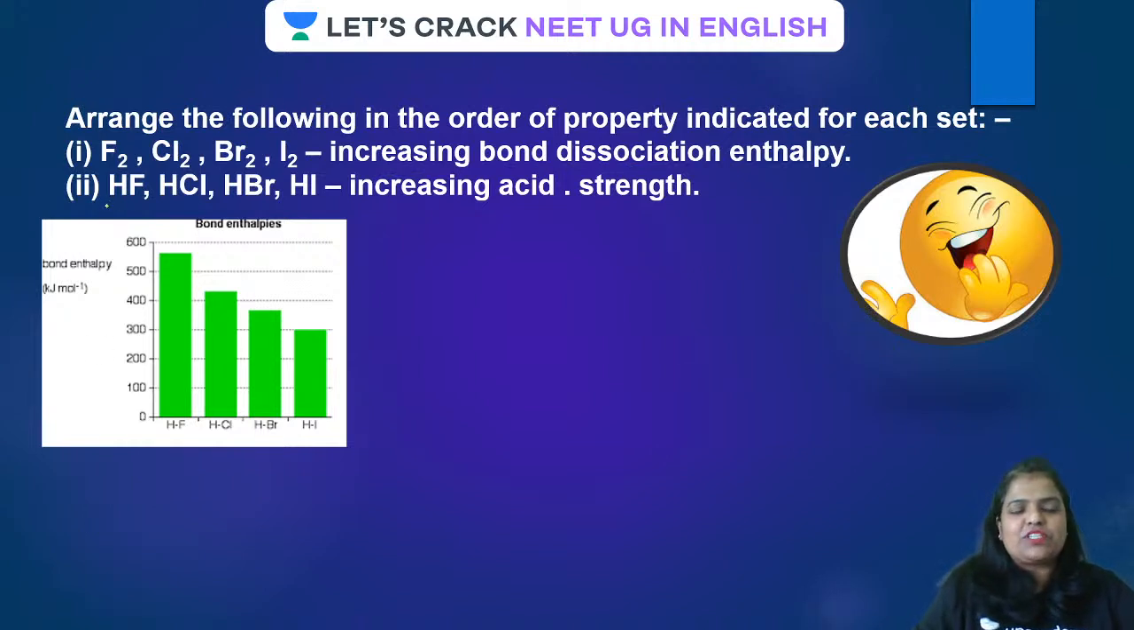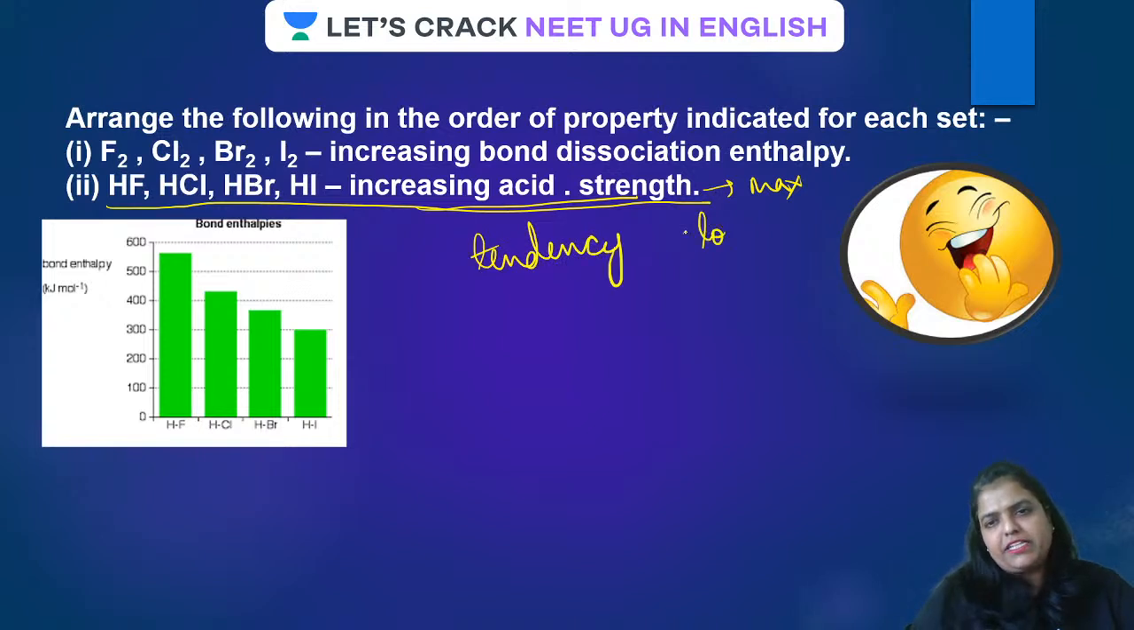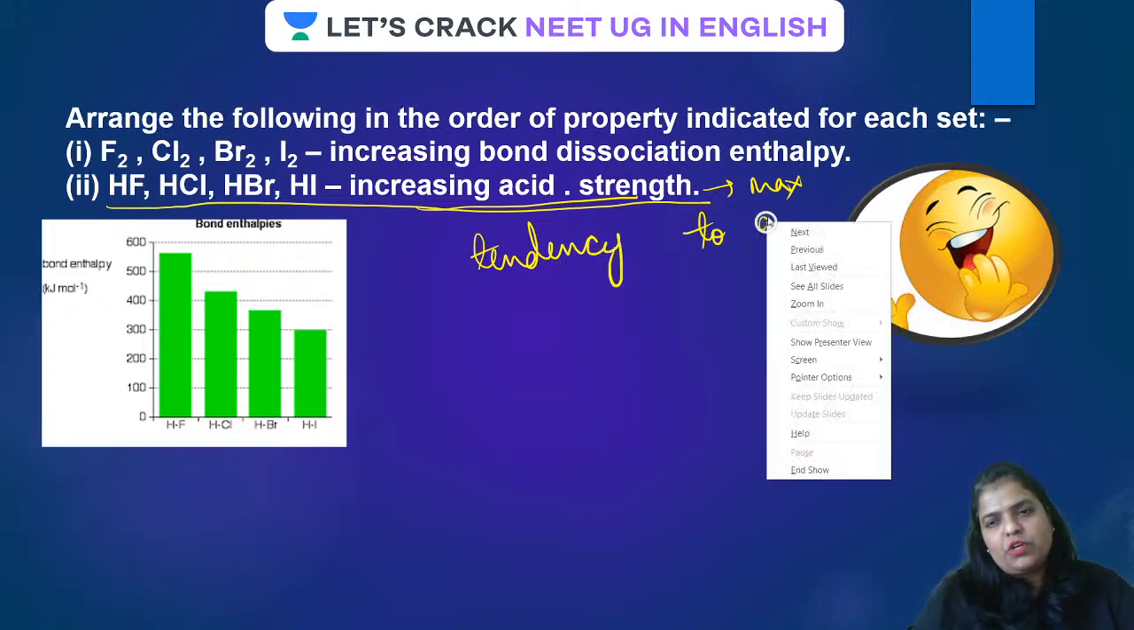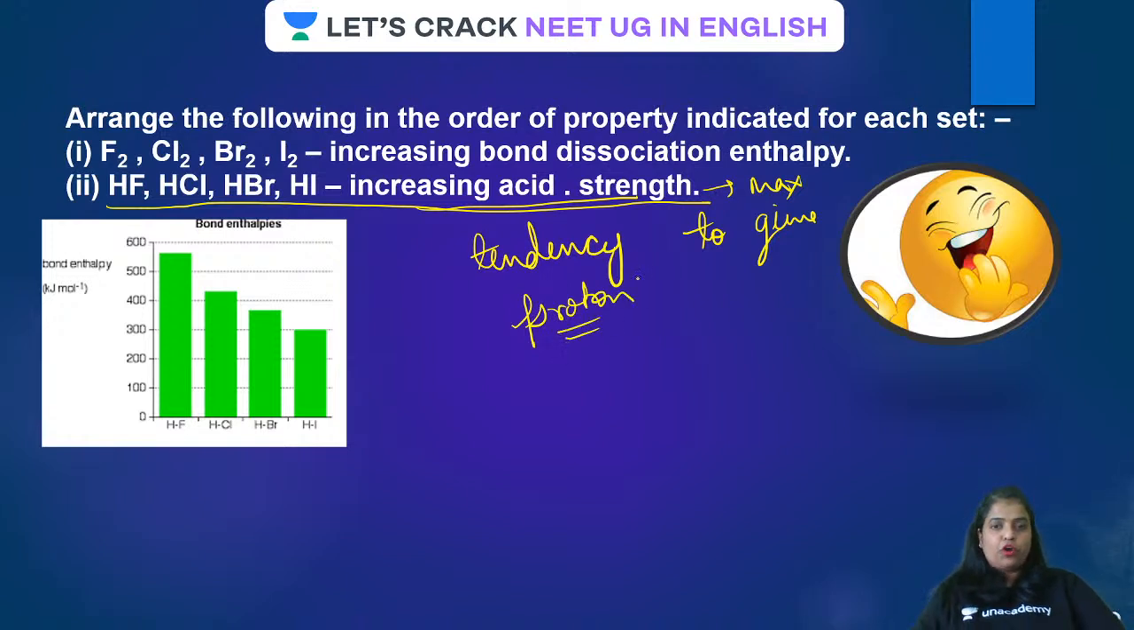Come on guys. The next question is increasing acidic strength. Arrange them as per increasing acidic strength. Guys, acidic strength means what? The one which has maximum tendency to give a proton, which can lose the proton very easily. Acidic strength will be maximum for that. Is that clear guys?